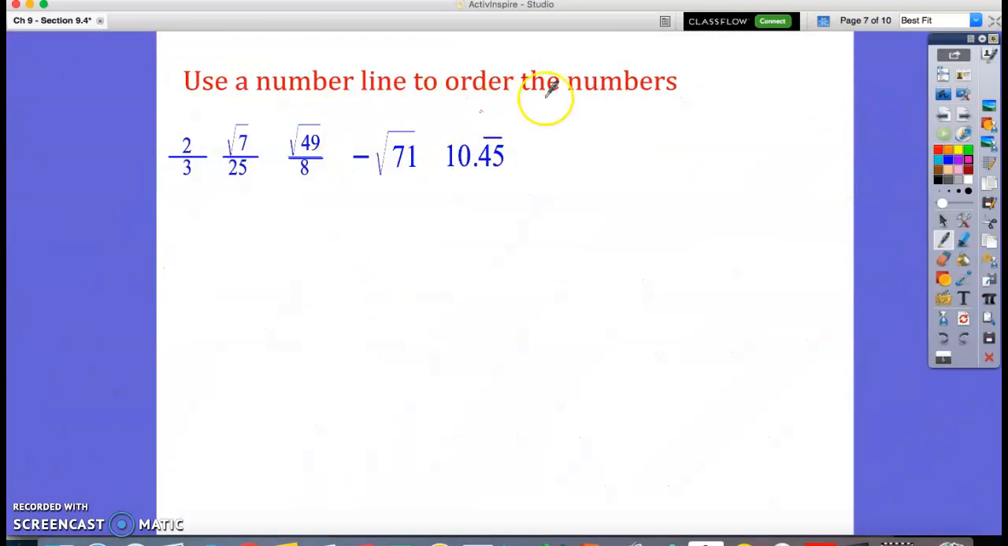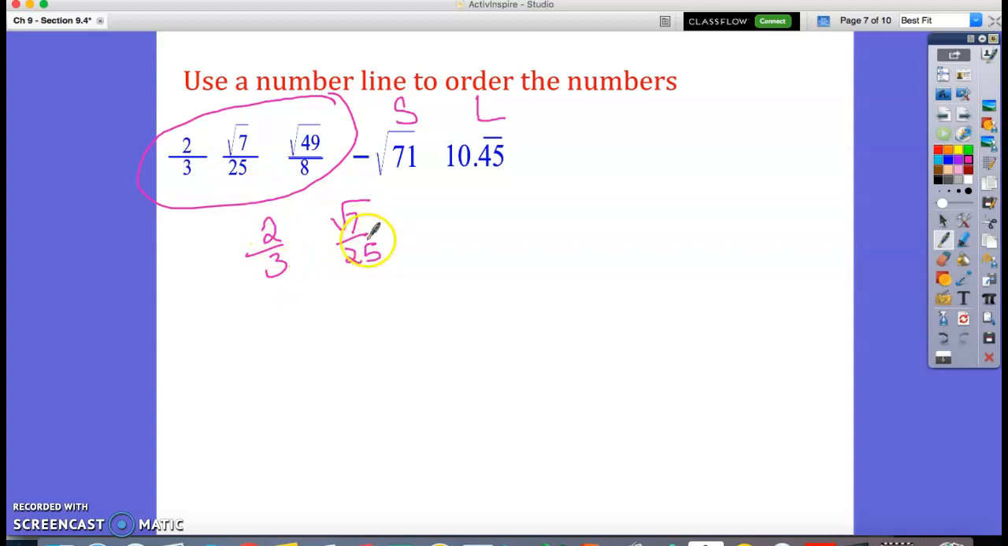Now, use a number line to order the numbers. If you look at the numbers, this is the only negative number, so we know that this is the smallest. And this is 10.45. It doesn't look like any of them are close to 10, right? So I would say this is the largest. Now I need to see these three, right? Between 2/3, which is 0.6 repeating, and the square root of 7/25.